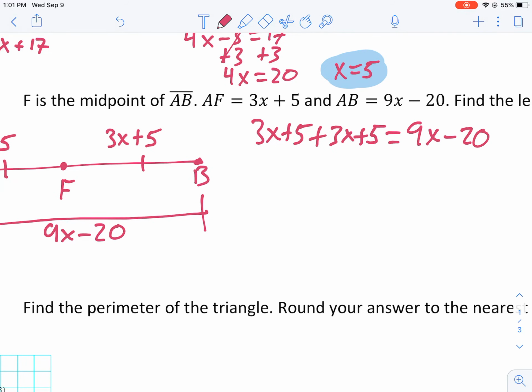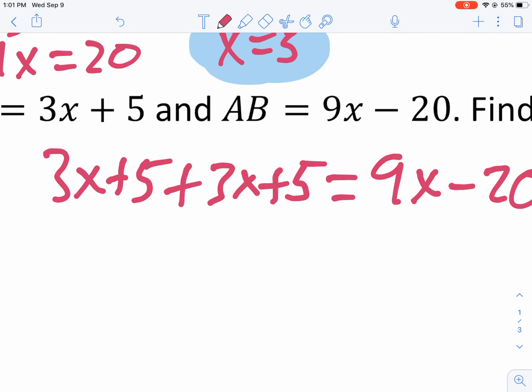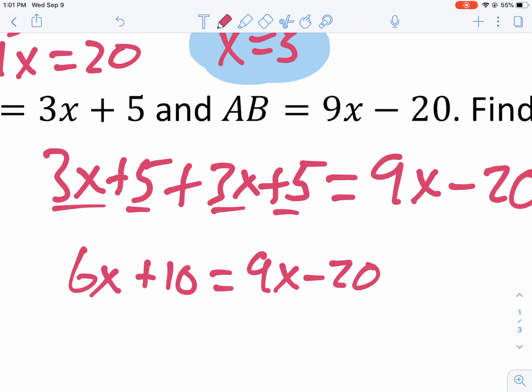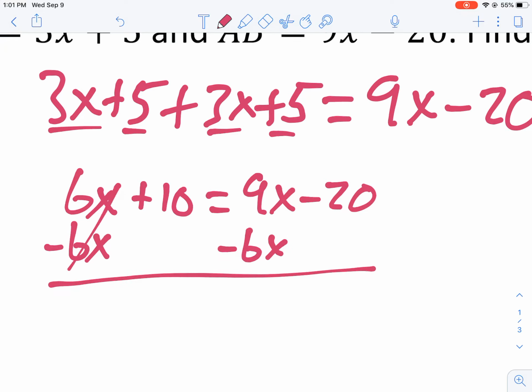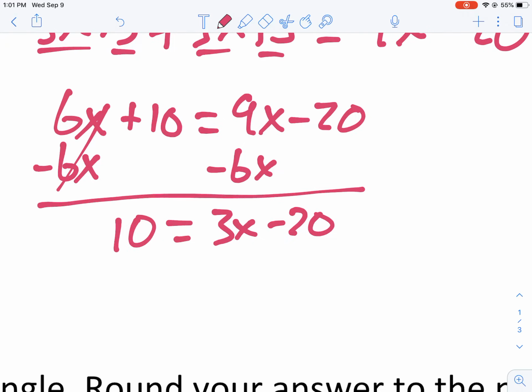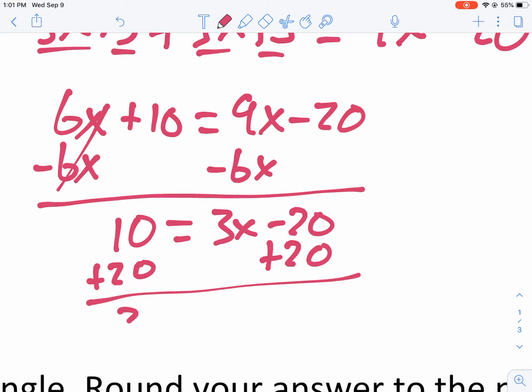And again, we're going to solve this the same way, all right? We got to combine like terms. So 3x plus 3x, that makes 6x. 5 plus 5, that makes 10. Now we need to subtract one of our x's. I like subtracting the smaller x. That way you always have a whole number. So I'm going to subtract 6x. That gives us 10 equals 3x minus 20. Now we can add 20 to both sides as we start solving for x. 30 equals 3x. Divide by 3 and we get x equals 10.